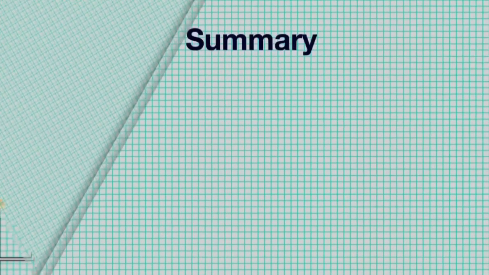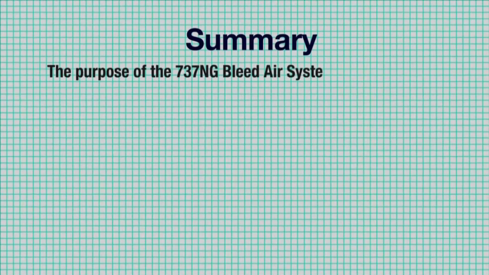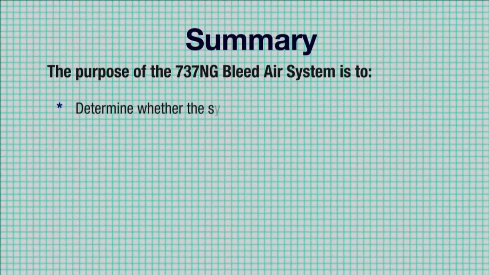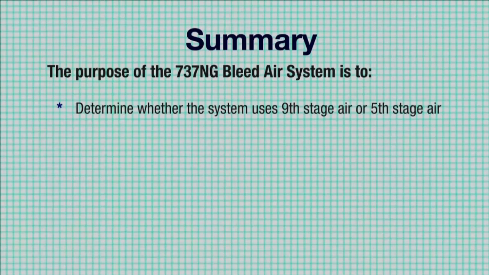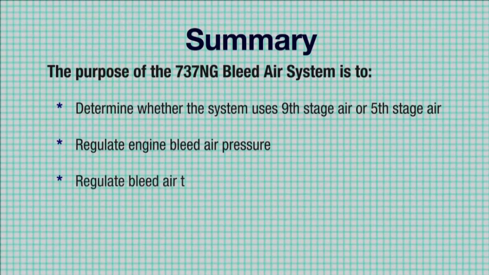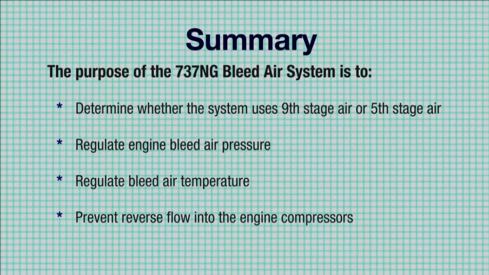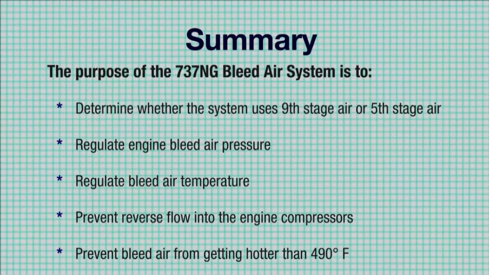will come on. In summary, the purpose of the 737NG bleed air system is to determine whether the system uses 9th stage air or 5th stage air to meet requirements, regulate engine bleed air pressure, regulate bleed air temperature, prevent reverse flow into the engine compressors, and prevent bleed air from getting hotter than 490 degrees Fahrenheit. Now let us see how the bleed air system operates during a typical flight.